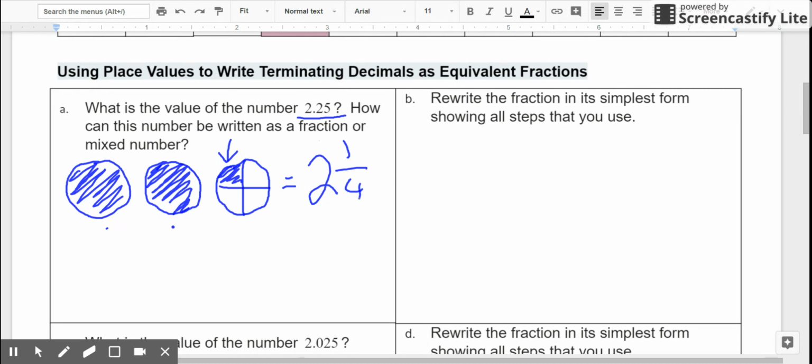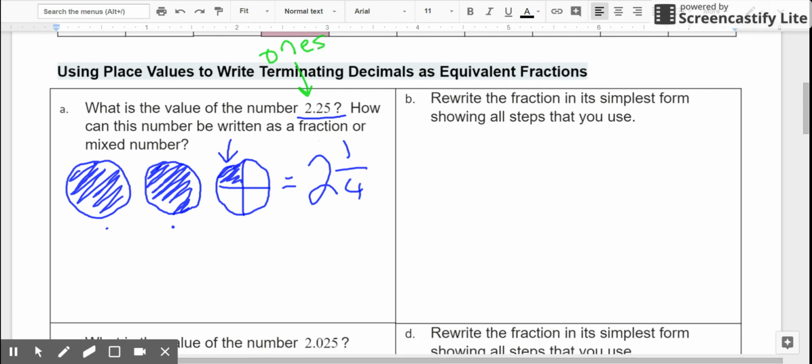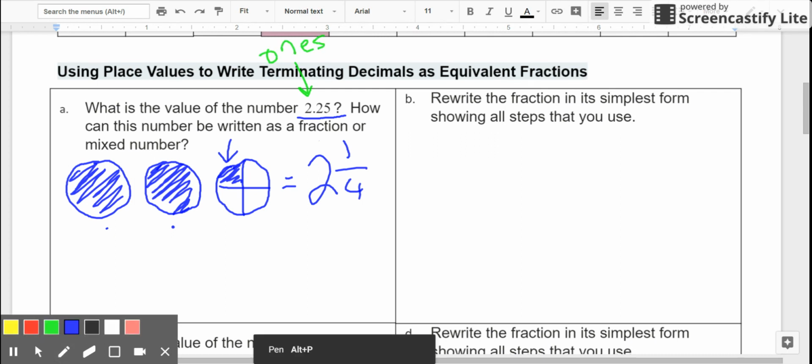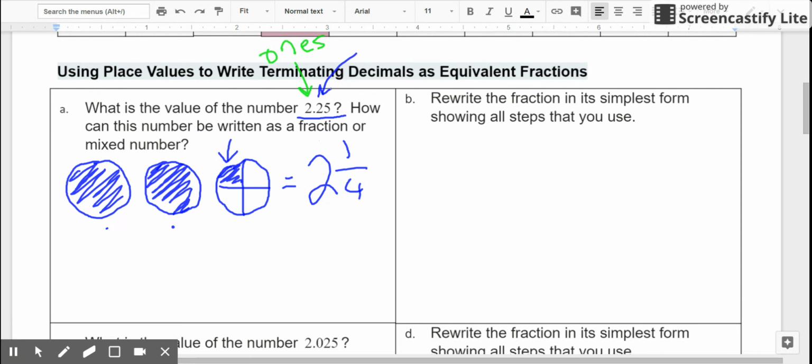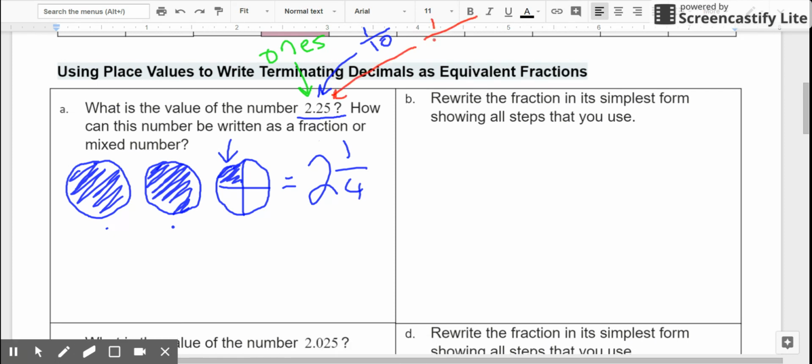Here's the thing. Think back to that place value table from the top of your sheet. Take a look, and you'll notice that 2 is in my ones column. This next 2 is in my tenths column. So I'm going to write that as a fraction, 1/10, to save some space. And the 5 is in my hundredths column, which I'll write as 1/100th to save some space.